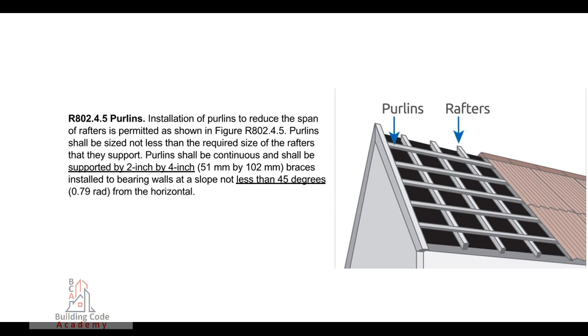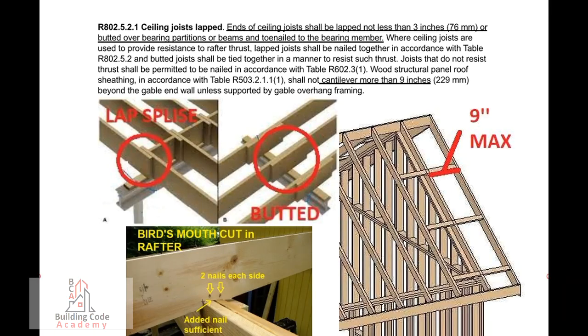R802.4.5 Purlins. Installation of purlins to reduce the span of rafters is permitted as shown in Figure R802.4.5. Purlins shall be sized not less than the required size of the rafters that they support. Purlins shall be continuous and shall be supported by 2-inch by 4-inch, 51 mm by 102 mm braces installed into bearing walls at a slope not less than 45 degrees, 0.79 radius from the horizontal.